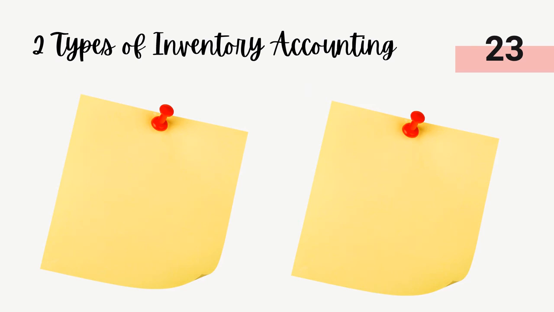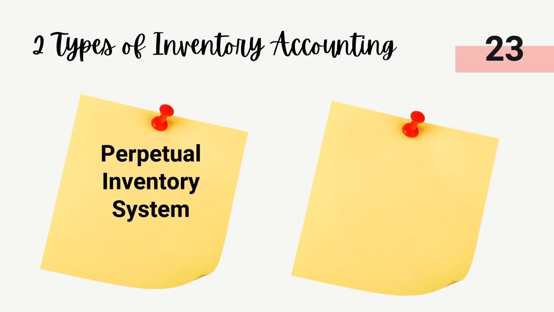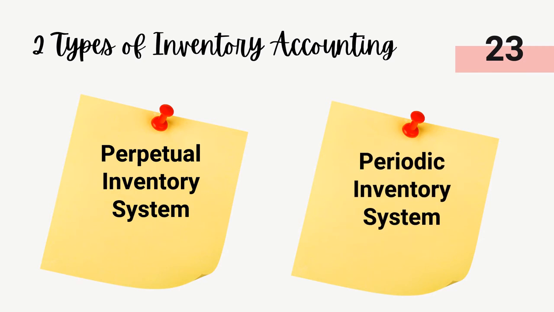There are two types of inventory accounting. The first is perpetual inventory system and the second is periodic inventory system. In perpetual inventory accounting, this means that the inventory account is perpetually updated for goods purchased and sold. On the other hand, periodic inventory accounting does not update the inventory account for purchases and sales.